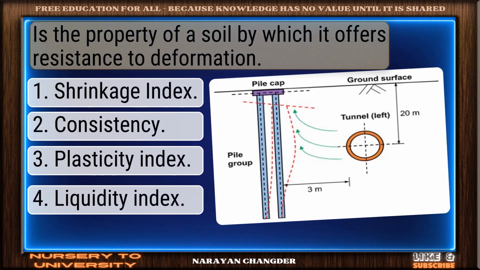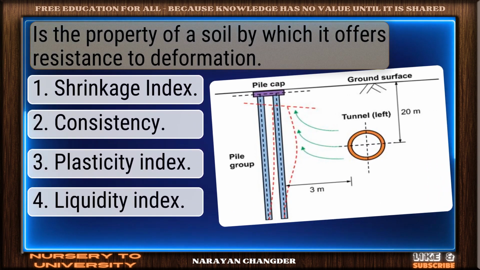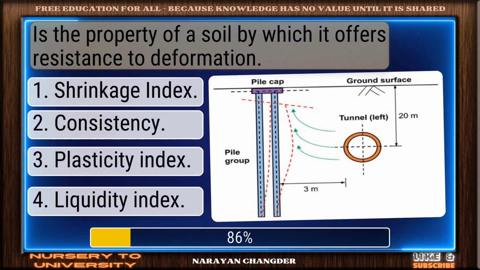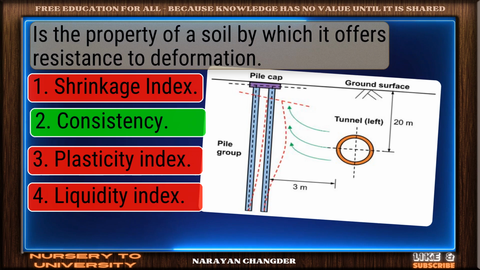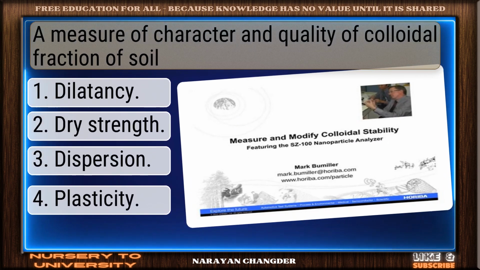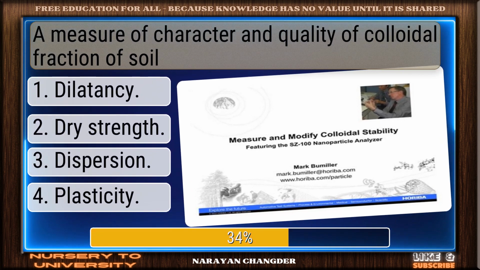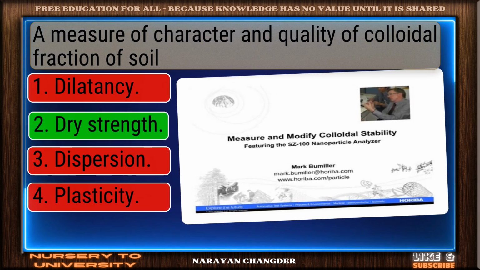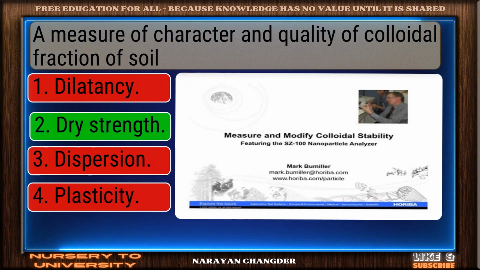Is the property of a soil by which it offers resistance to deformation. Clear logic. Your choice, consistency, is sound and 100% true. A measure of character and quality of colloidal fraction of soil. Right choice. Dry strength is the best answer.